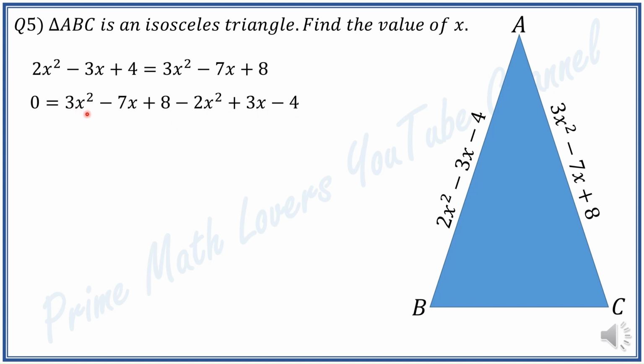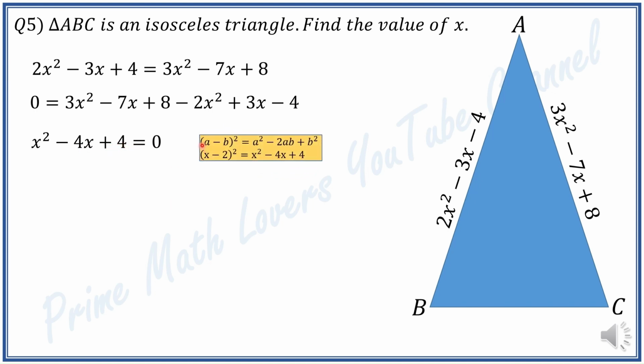And then we simplify. 3x squared minus 2x squared will be x squared. Negative 7x plus 3x will be negative 4x. And 8 minus 4 will be 4. So x squared minus 4x plus 4 is equal to 0.